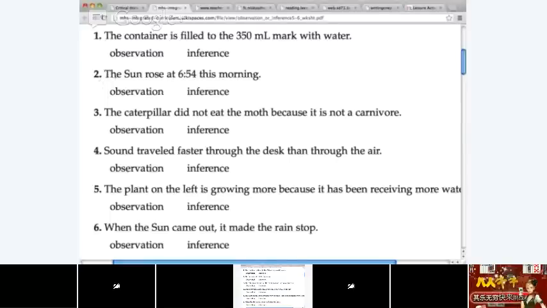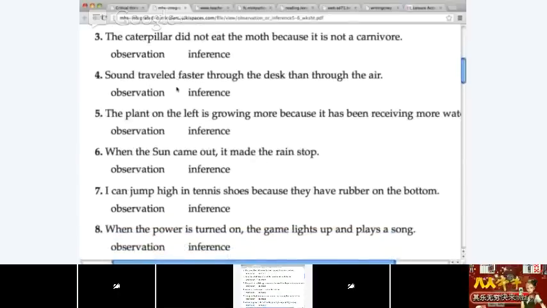You can read number two and give me the answer. The sun rose at 6:54 this morning. Observation. Perfect. Okay. Who can read number three for me?